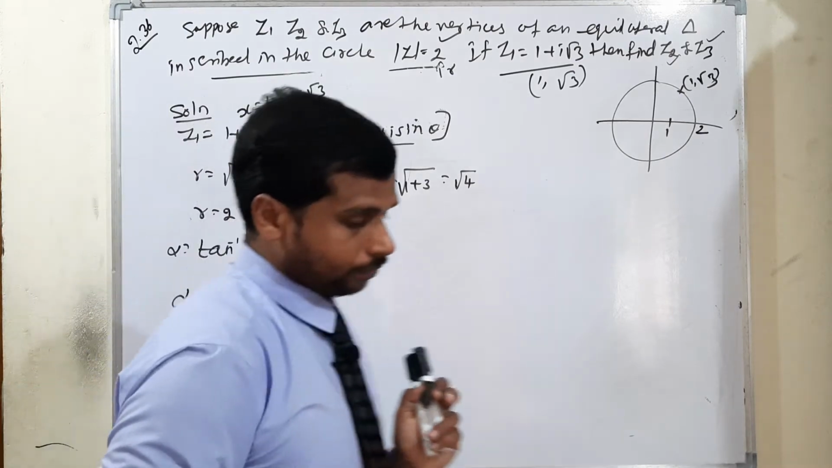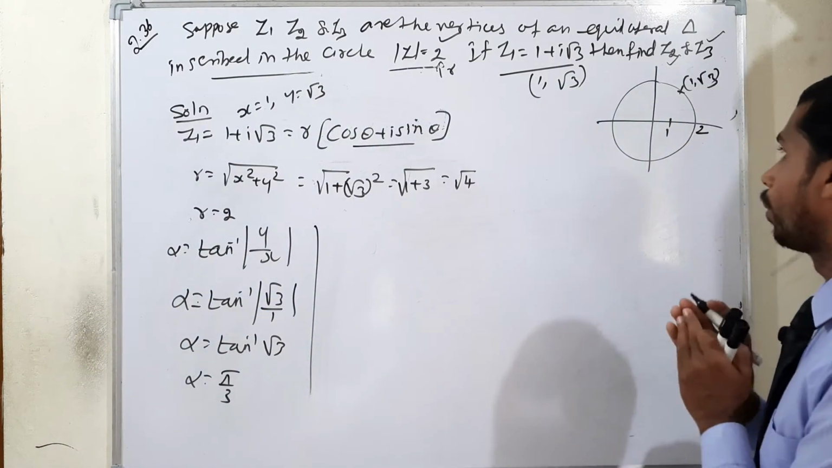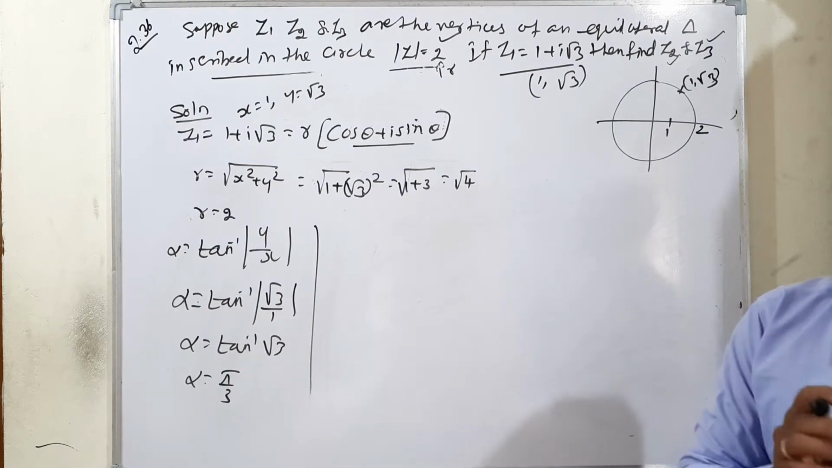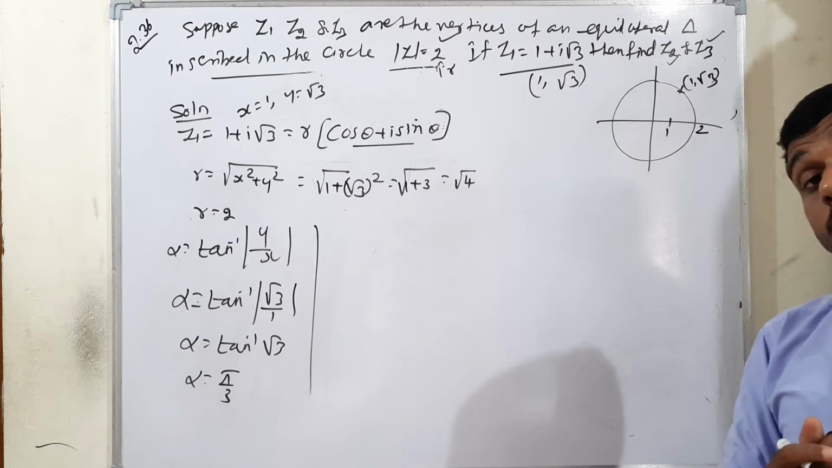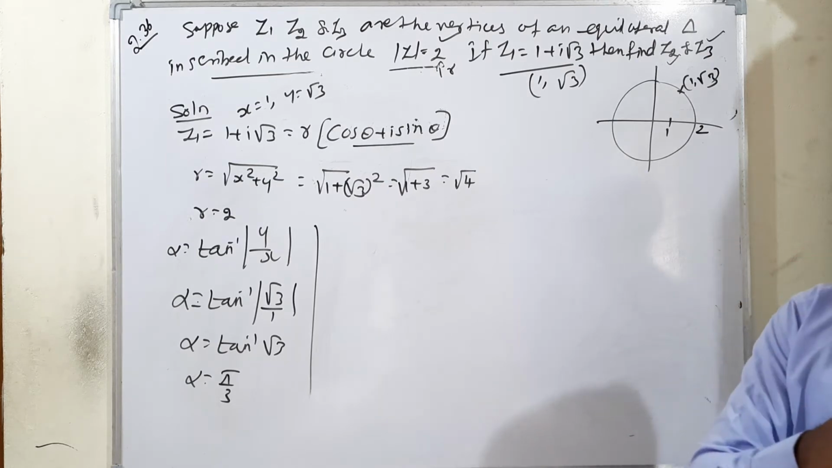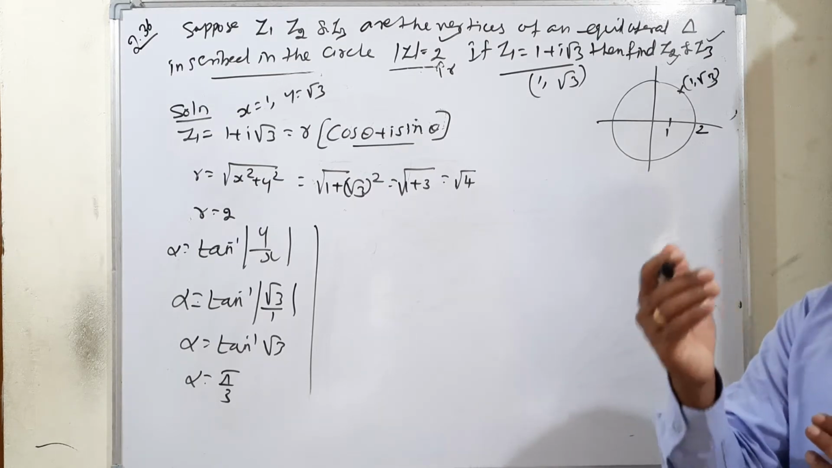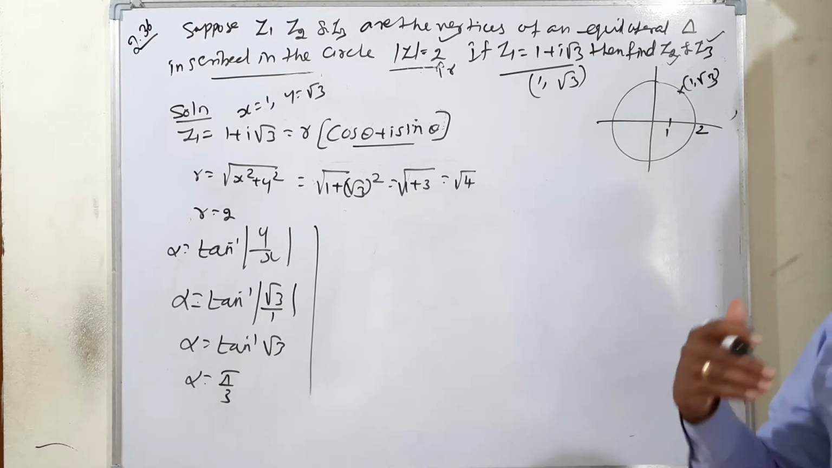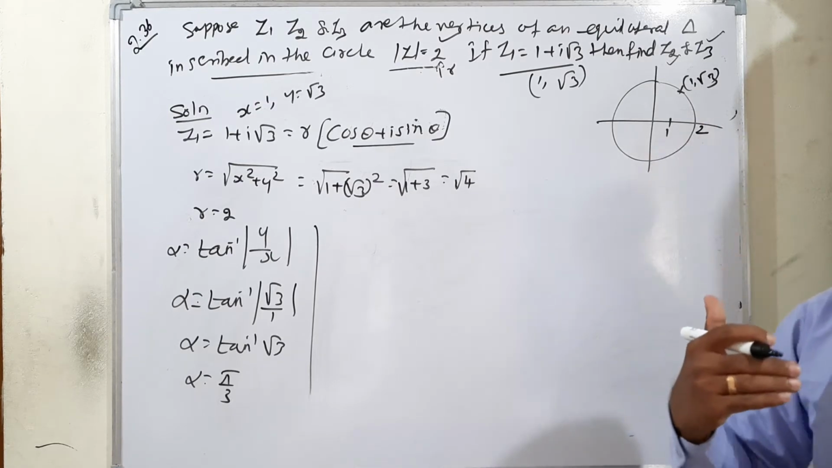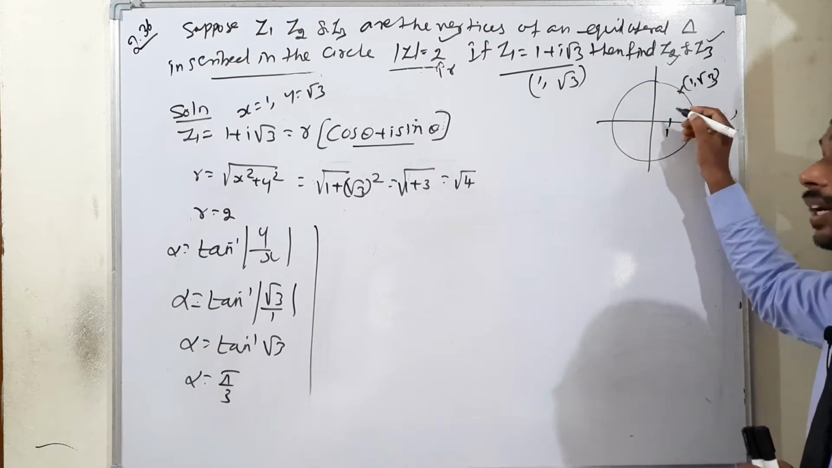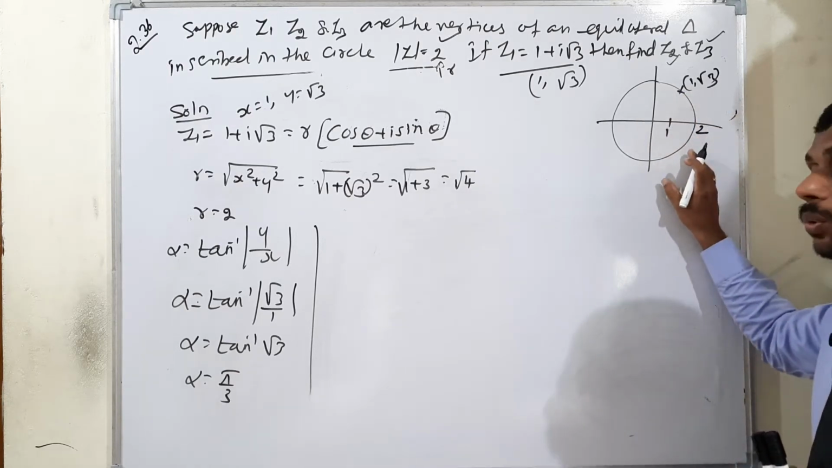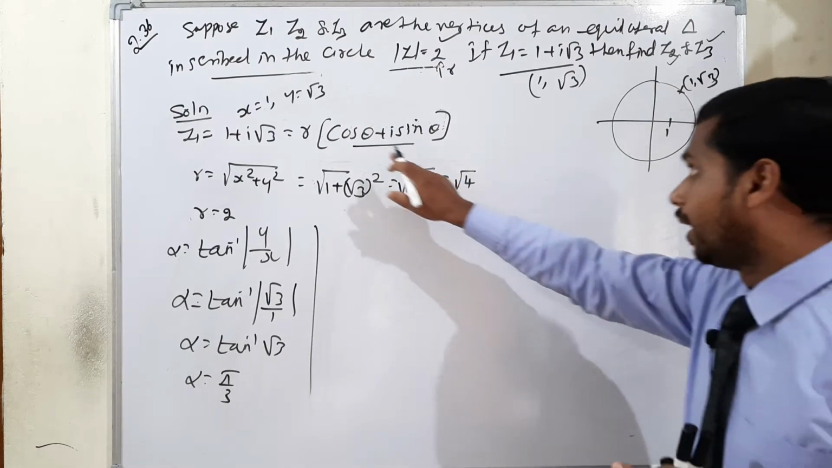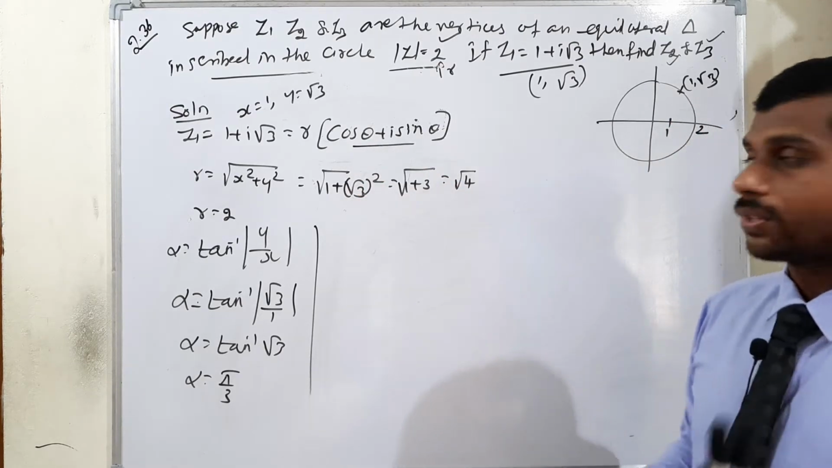Now, we know what happens for the 4 quadrants. In the first quadrant, theta is equal to alpha. In the second quadrant, it is pi minus alpha. In the third quadrant, it is minus alpha plus pi, that is alpha minus pi. The fourth quadrant is the opposite of the first quadrant, so theta is equal to minus alpha. That's all. But here x and y both lie in the first quadrant.